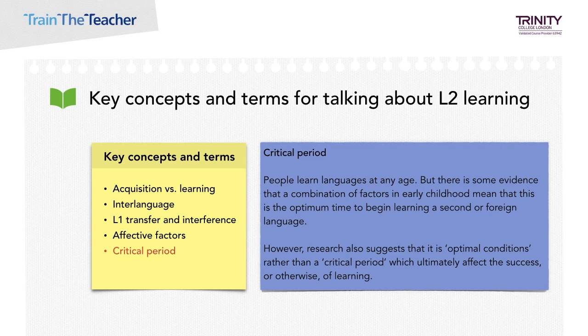Critical period. People learn languages at any age, but there is some evidence that a combination of factors, including brain development, in early childhood, mean that this is the optimum time to begin learning a second language or foreign language. However, research also suggests that it's more about optimal conditions than a critical period.